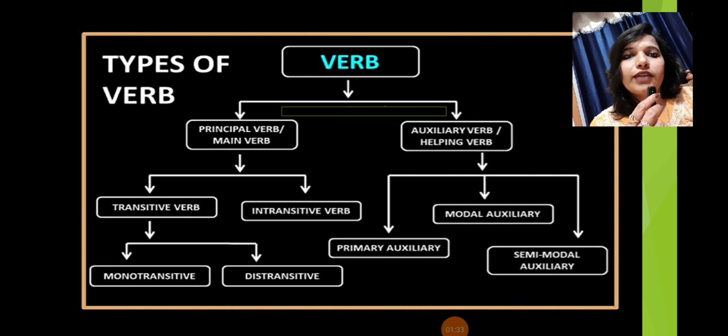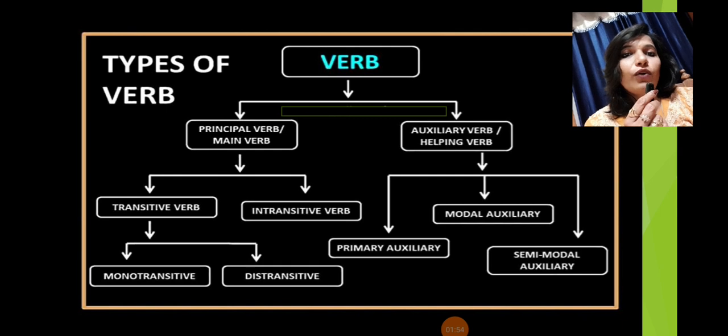Sorry, there is an error. Ditransitive has a spelling error, so just correct it. It is ditransitive. Okay. So monotransitive consists of one object in the sentence, whereas ditransitive consists of two objects in the statement. When I taught you active and passive voice, at that time I introduced these things: active, passive, and direct, indirect. At that time I informed you regarding ditransitive.